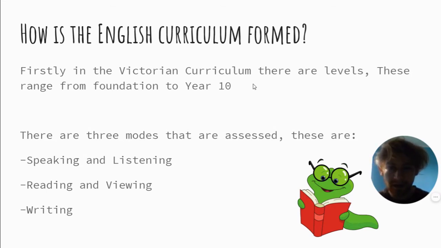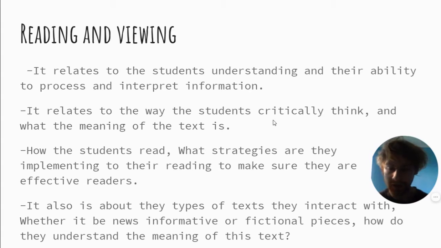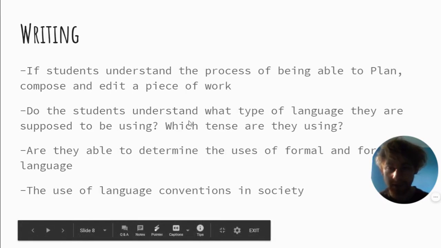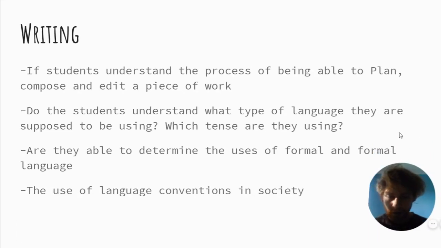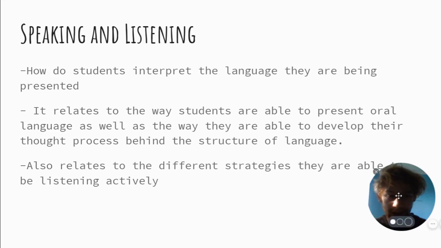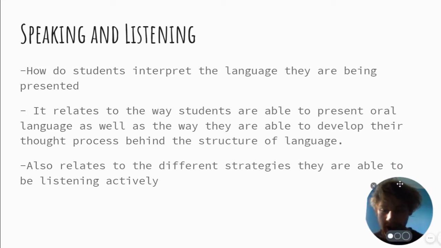So now we'll break down these modes. Reading and viewing is the student's ability to critically think, analyze, and reflect upon the information that is given to them. Next is writing, and this is the student's ability to plan, compose, and edit, in some ways just like writing this assignment. And finally, we have speaking and listening. This relates to the student's ability to interpret meaning from oral language, as well as their ability to express it.